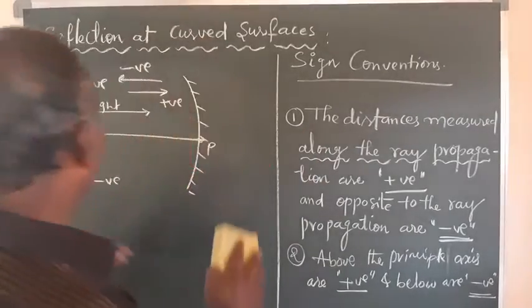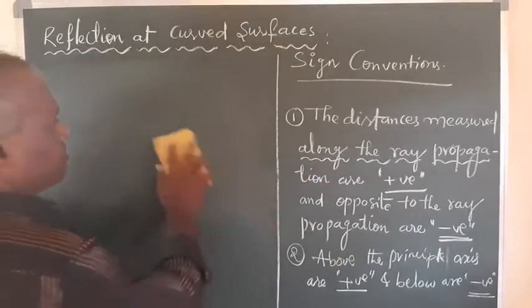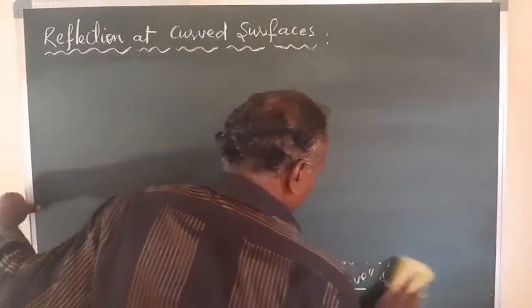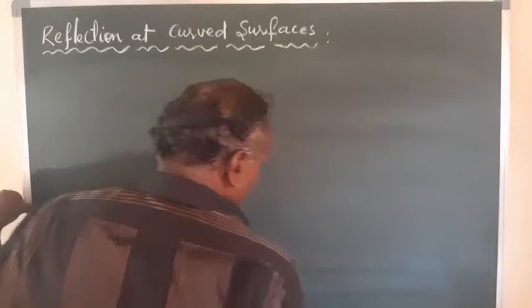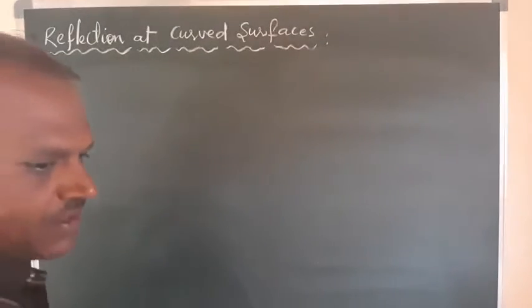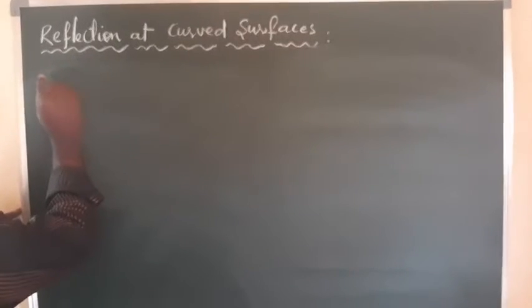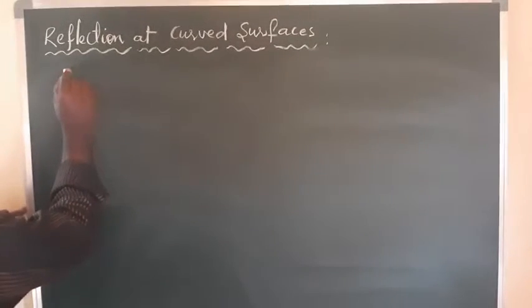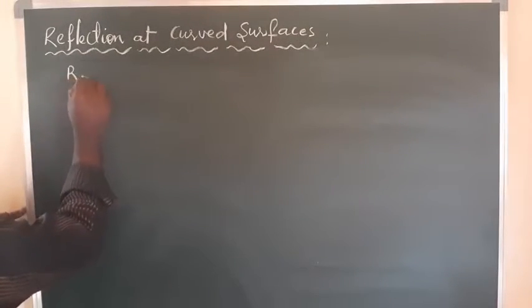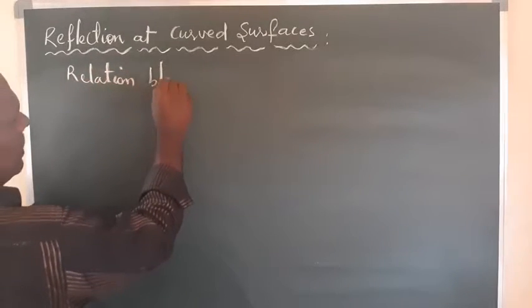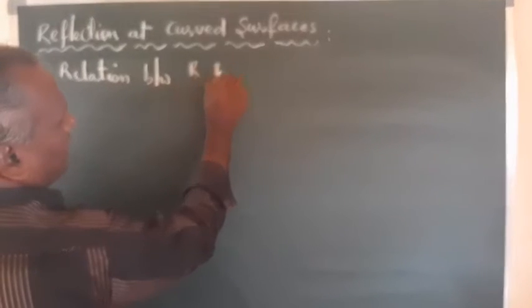Okay. Now we can move into the further observation: the relation between the radius of curvature and focal length of the mirror, either a convex mirror or concave mirror. For that, I am just getting the relation between R and F.